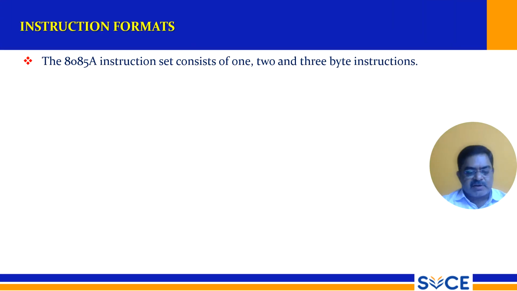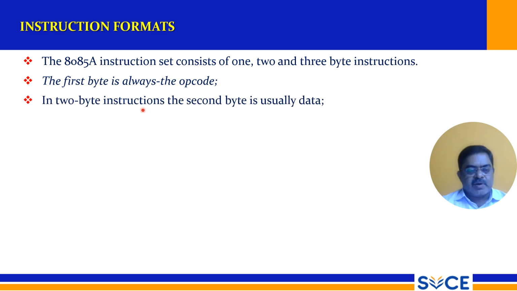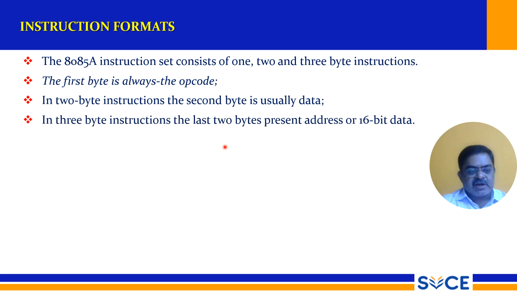So, instruction formats. The 8085A instruction set consists of 1, 2 and 3 byte instructions. A 1 byte instruction is the implied addressing mode we have seen, CMA, so that is a 1 byte instruction. A 2 byte instruction has an opcode and 1 data byte, and a 3 byte instruction normally carries an address, so 2 bytes will be address and the opcode will be 1 byte. The first byte is always the opcode. In a 2 byte instruction, the second byte is usually data. In a 3 byte instruction, the last 2 bytes present an address or 16-bit data.